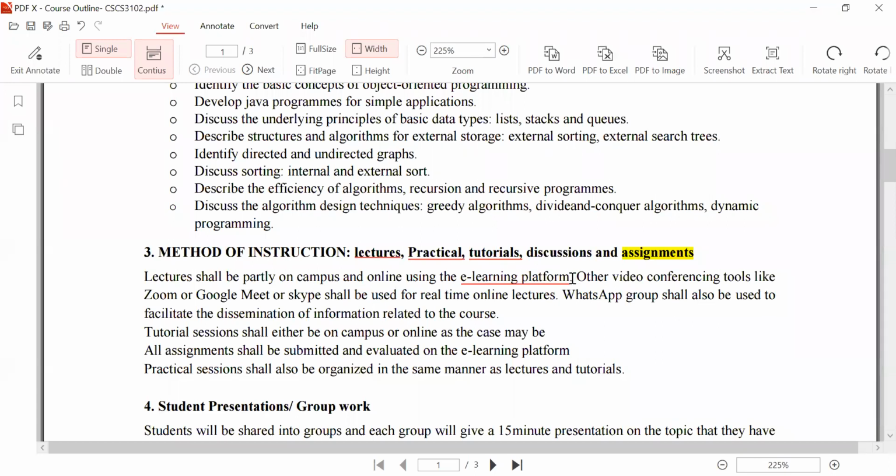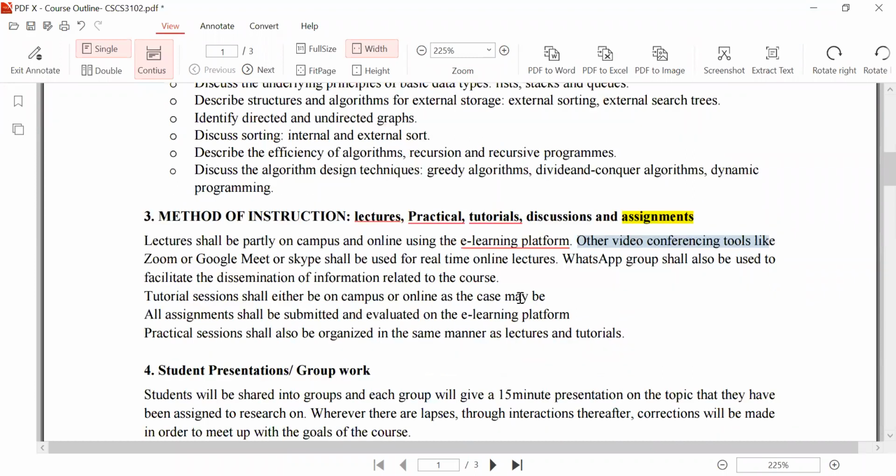Okay. So since we said our lectures shall be online and on campus, it will be important for you to have the necessary tools that will enable you to access and participate in the lectures. You should have your laptop ready or a smartphone, and you should also have internet access.